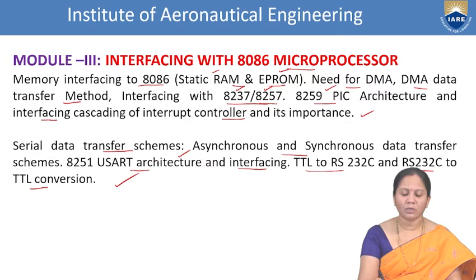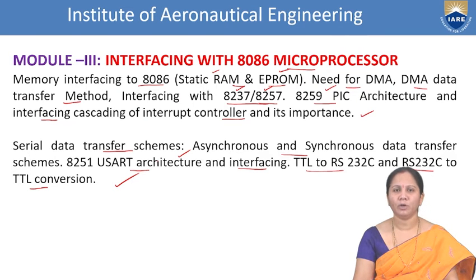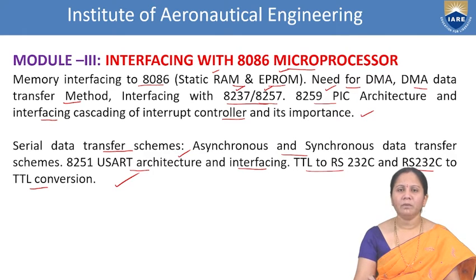All these are the topics we have covered in Module 3, that is interfacing with the 8086 microprocessor. All these are different ICs that are used as a medium between I/O devices and the 8086 microprocessor. It may be a DMA controller, or a PIC, or a USART. Now we will see the different definitions and terminologies involved in these topics.